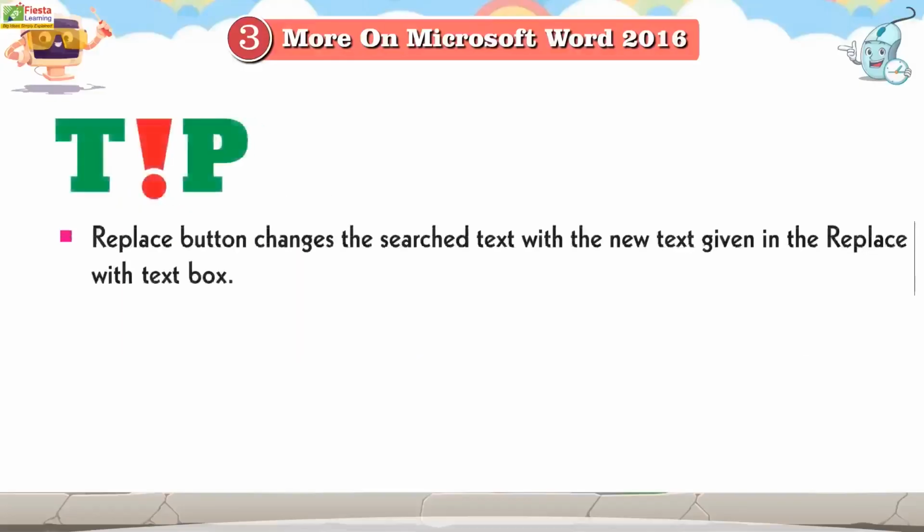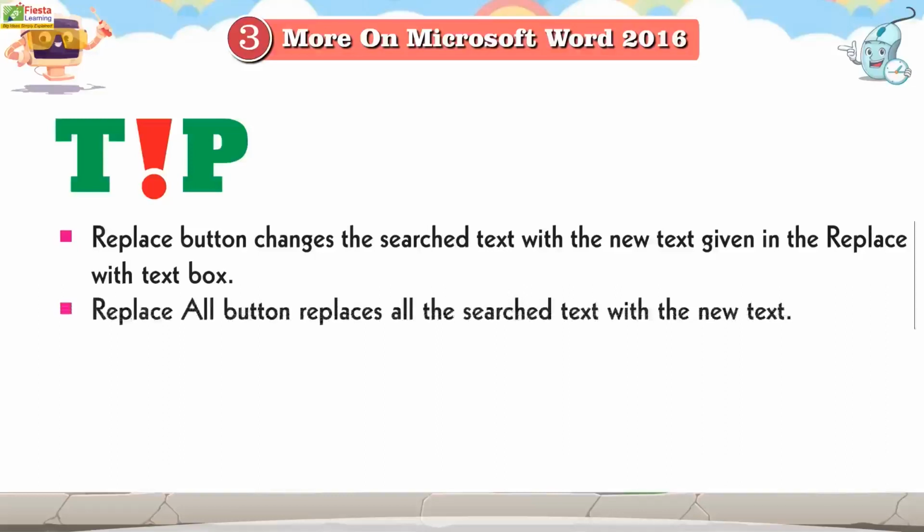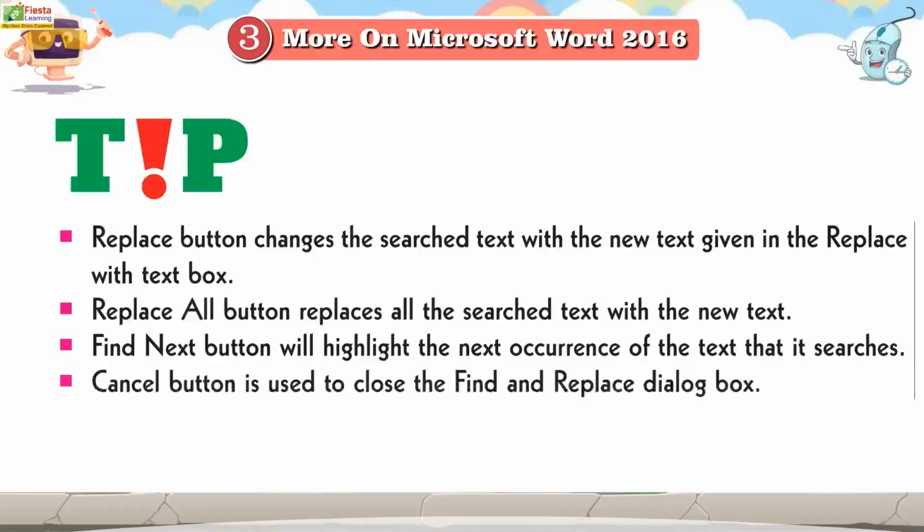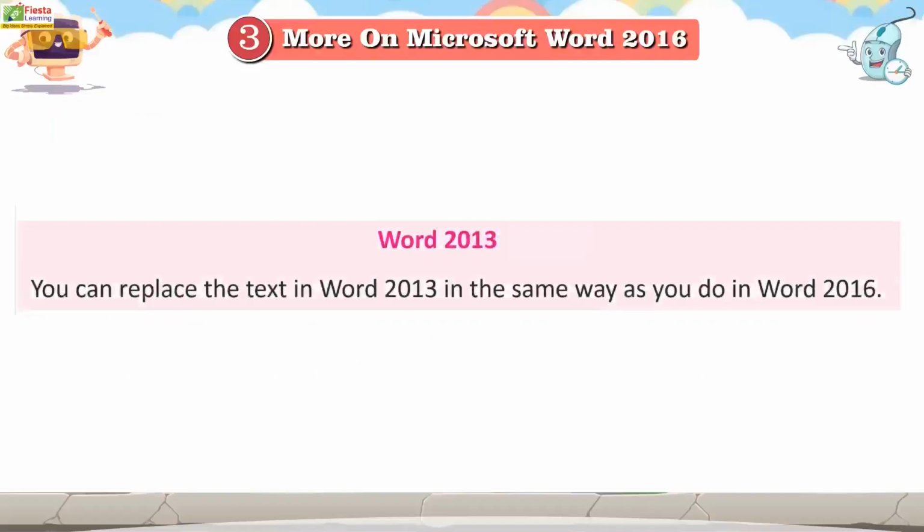Tip. The Replace button changes the search text with the new text given in the Replace With text box. The Replace All button replaces all the search text with the new text. The Find Next button will highlight the next occurrence of the text that it searched. The Cancel button is used to close the Find and Replace dialog box. Word 2013. You can replace the text in Word 2013 in the same way as you do in Word 2016.